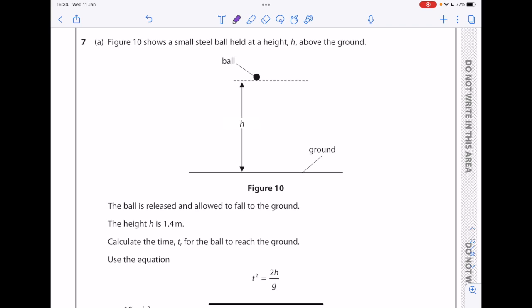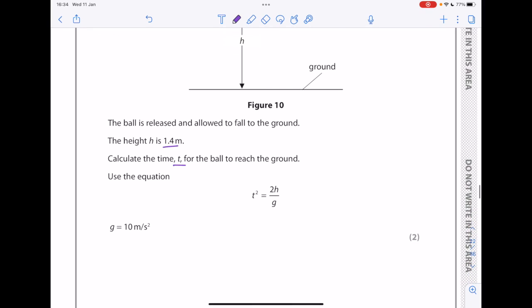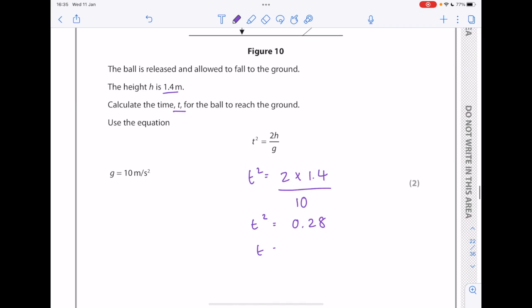Figure 10 shows a small steel ball held at height h above the ground. The ball is released and allowed to fall to the ground. The height h is 1.4 meters. Calculate the time for the ball to reach the ground. Use this equation. Substitute in 1.4 as your height. Gravity, we're told, is 10. So it becomes 2.8 divided by 10, 0.28. And then square root your answer. So the answer is 0.529, 0.53.